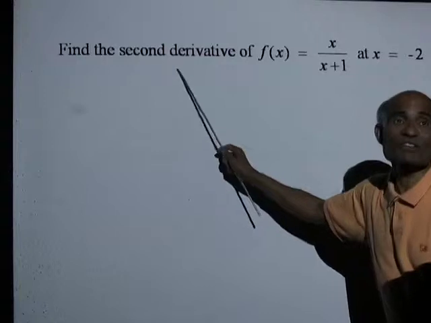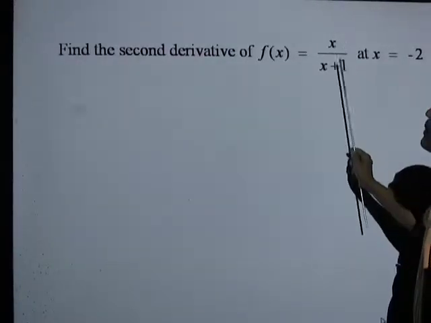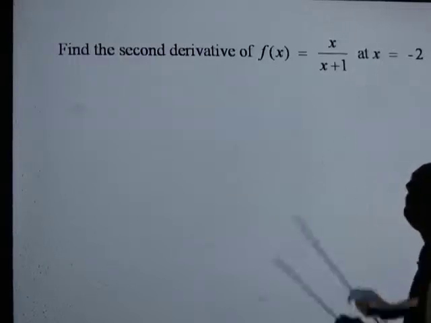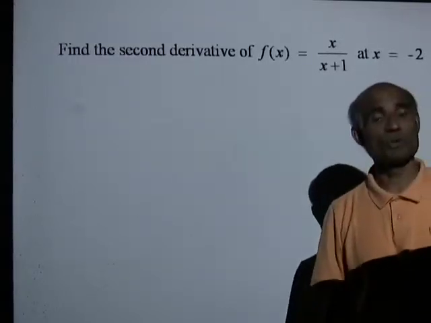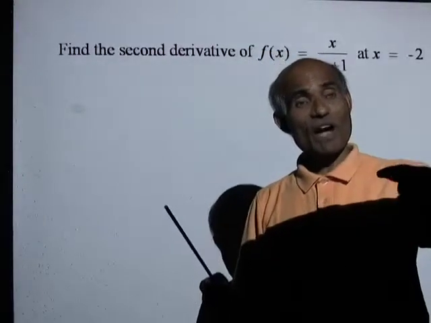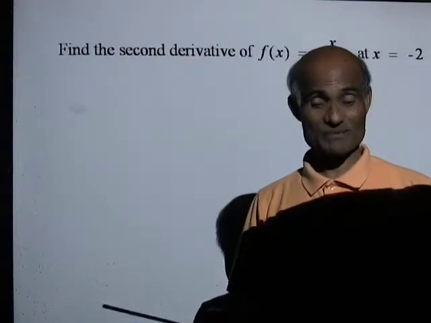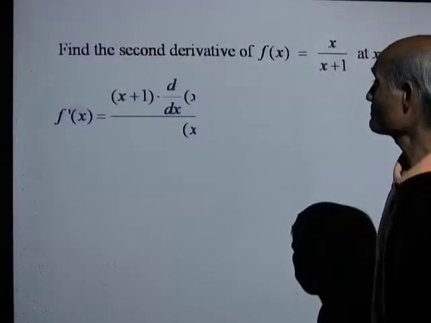Find the second derivative of f of x equal to x over x plus 1 at x equal to negative 2. So you've got to find the first derivative and then its derivative. That is the second derivative. Is that right? Okay, let's try that.